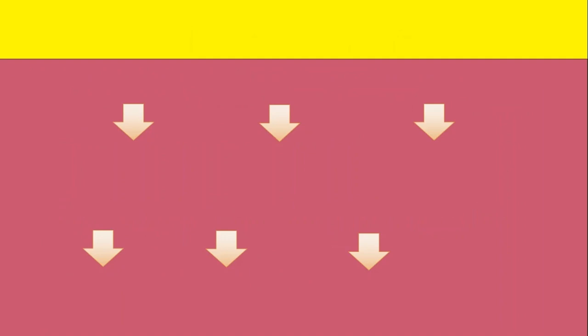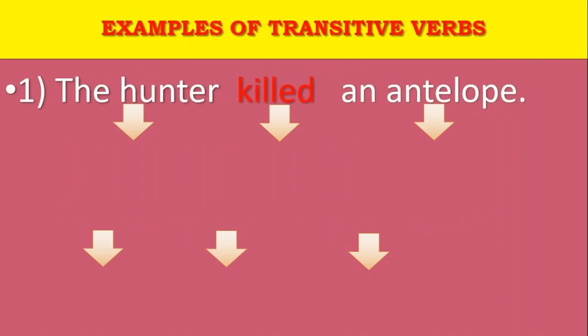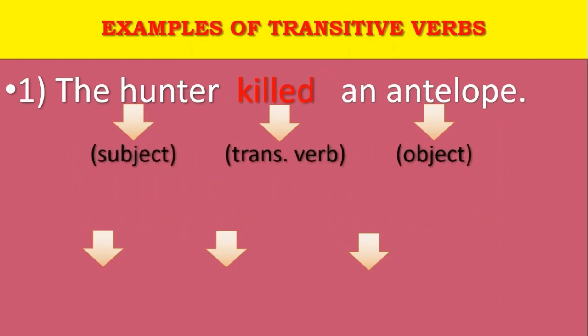Let's see some examples. The hunter killed an antelope. The hunter here is the subject, the verb is killed, and an antelope is the object. And because the verb has an object, it is used here as a transitive verb.